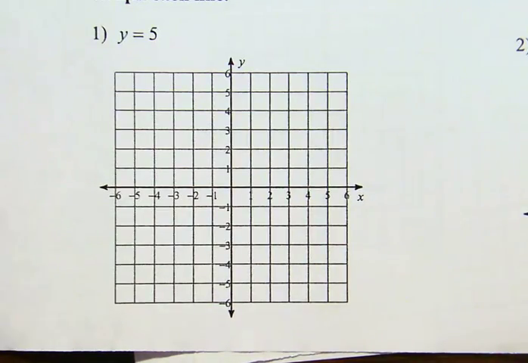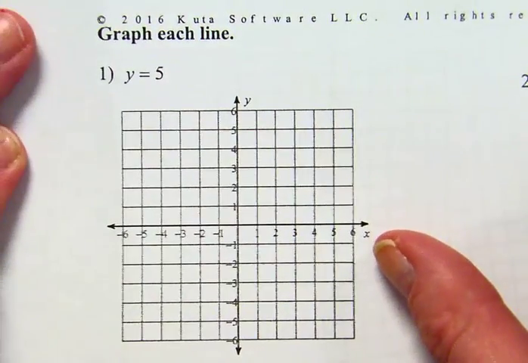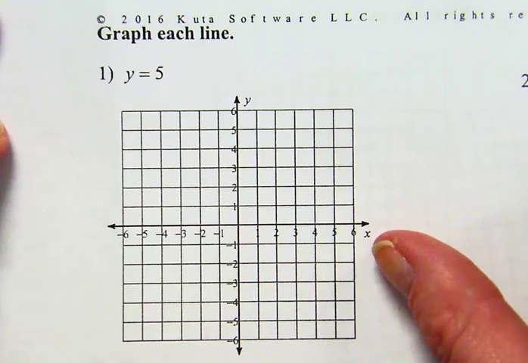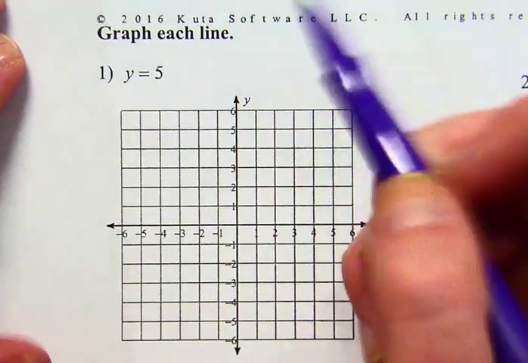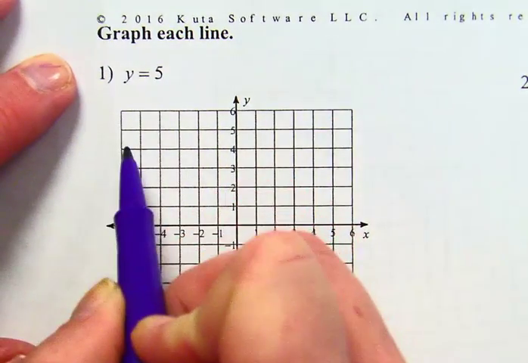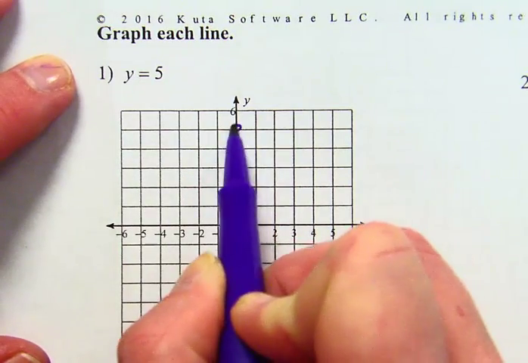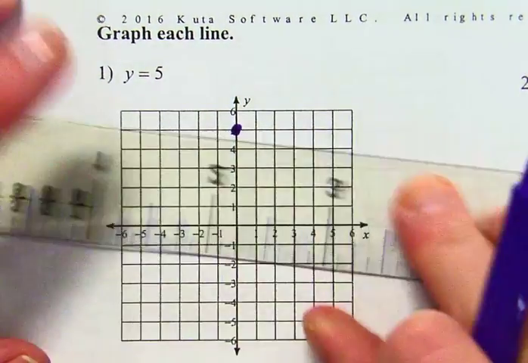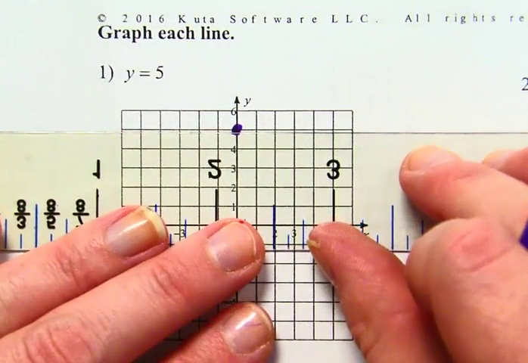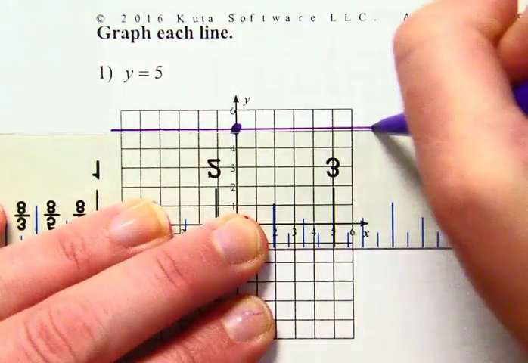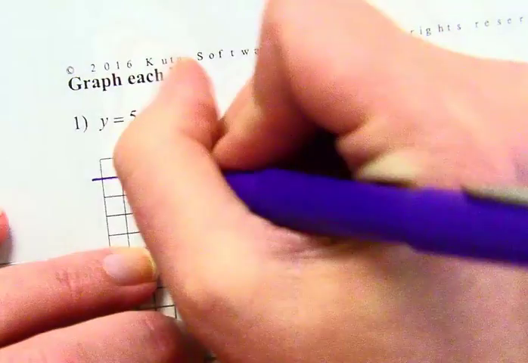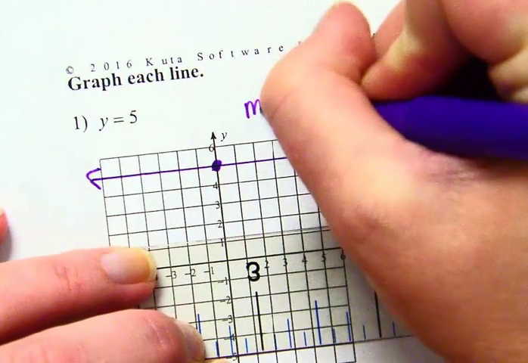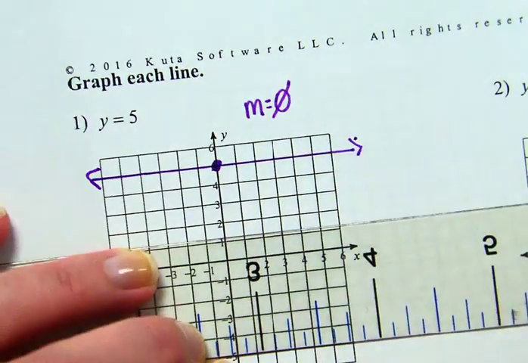Hello there. Today we're going to practice graphing lines from slope-intercept form and from standard form. The first equation says that y equals 5. There's 5 on the y-axis. Y is always 5, no matter what the x is. There is my line. Therefore, my slope is 0.